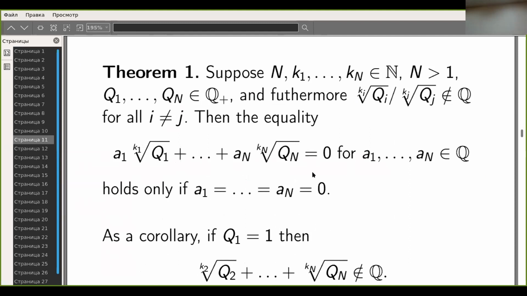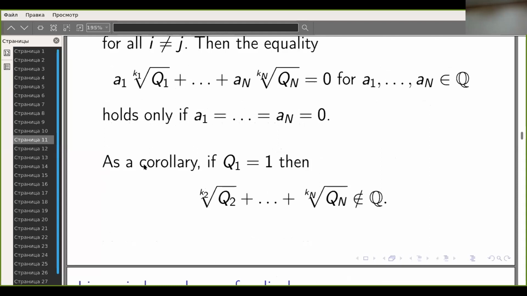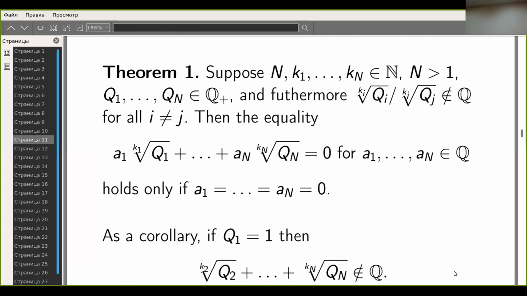If we have some positive rational numbers which are not proportional pairwise, then their radicals are linearly independent over Q. That is, only a trivial linear combination of these radicals equals zero. As a corollary, we get the irrationality of the sum of these radicals. It's enough to substitute q1 equals one and use this theorem directly.